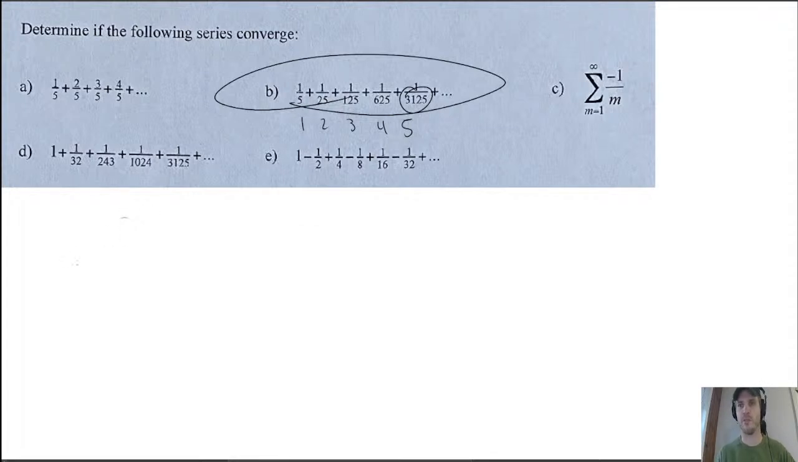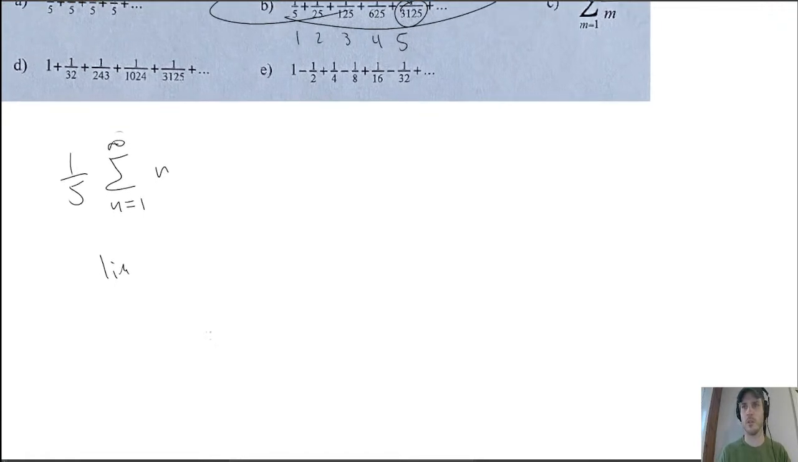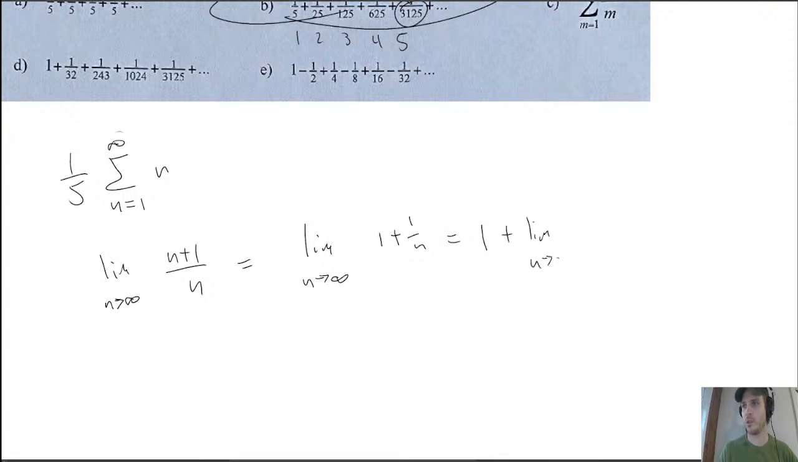All right. So what did we have? We had 1/5 sum from n equals 1 to infinity of n, and we did the ratio test, and so we did the limit as n approaches infinity of n plus 1 over n, which is equal to the limit as n approaches infinity of 1 plus 1 over n, which is equal to 1 plus the limit as n approaches infinity of 1 over n, which is equal to 1.